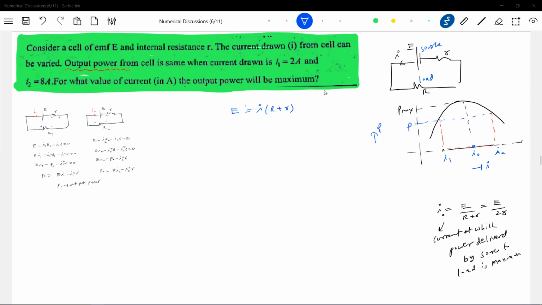We'll substitute the value of R. Value of R where? Rishika? Equate the P naught values, sir. Okay, we'll get E and R values. Then what is I naught? I naught should be E by 2R.